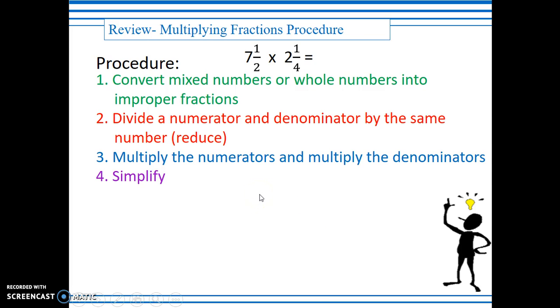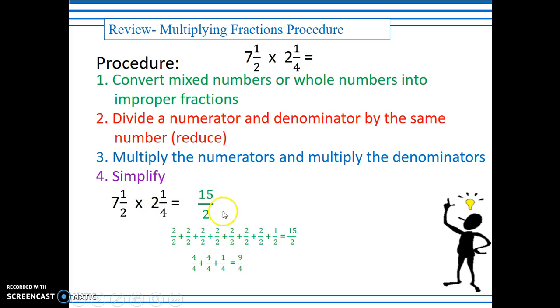So when we talk about multiplying mixed numbers, we need to add a step. And the step is to convert the mixed numbers or whole numbers into improper fractions. So here we have a mixed number, 7½ times 2 1/4. To do that, first we're going to convert into improper fractions. So 7½ is the same as 15/2, and 2 1/4 is the same as 9/4.